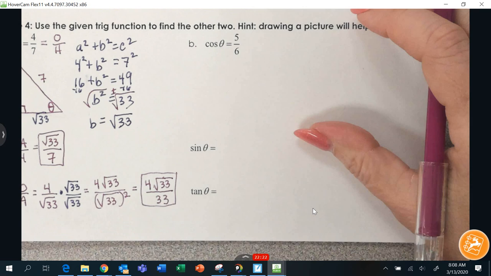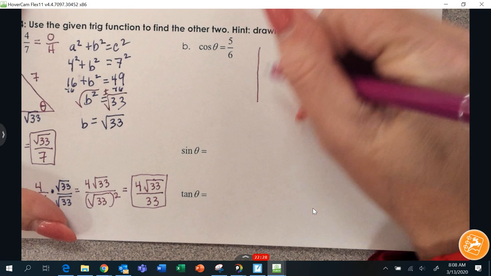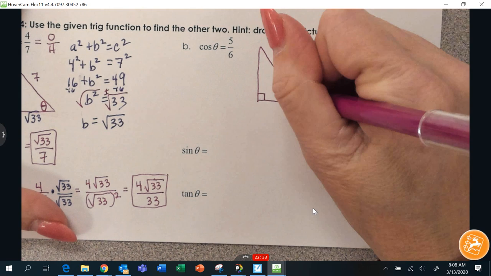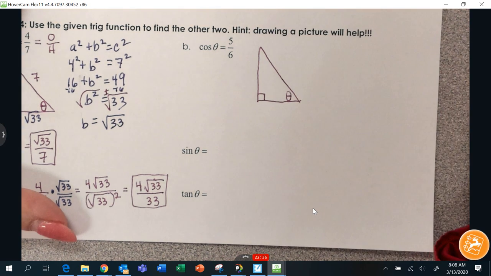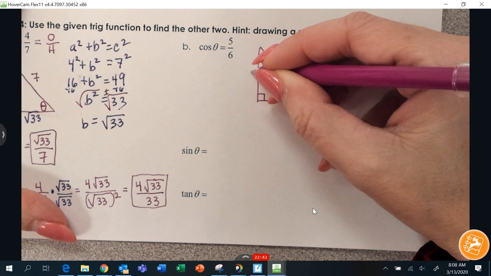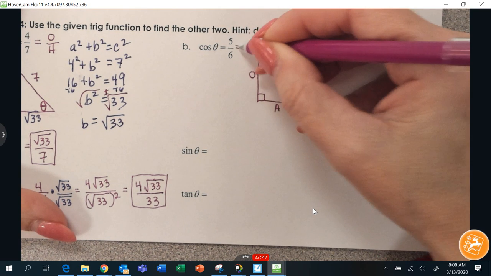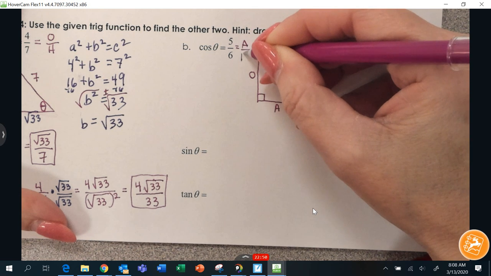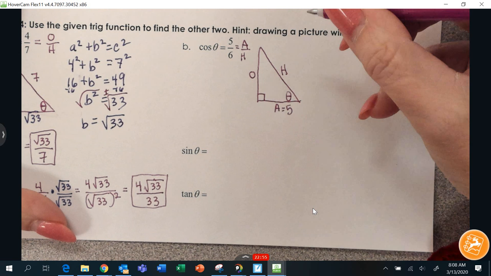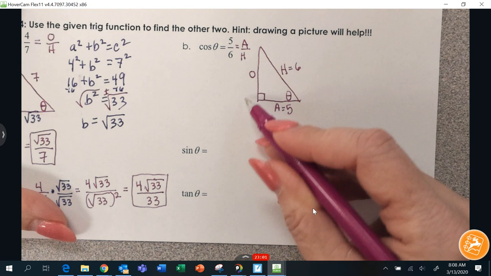All right, the last one: cosine theta equals 5 over 6. I'm going to draw a right triangle, and I'm going to pick one angle to be theta. It doesn't matter which one. Across from 90 degrees is the hypotenuse. Across from theta is opposite, and adjacent is next to theta. Here we've got cosine, and cosine is CAH, A over H. So my A is 5, and my hypotenuse is 6. To find sine, I need to know opposite.